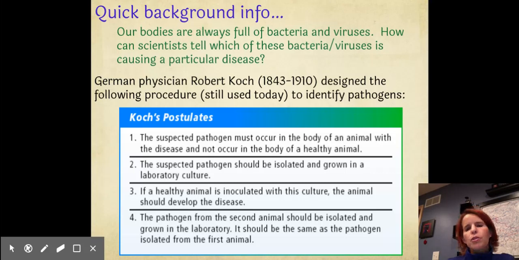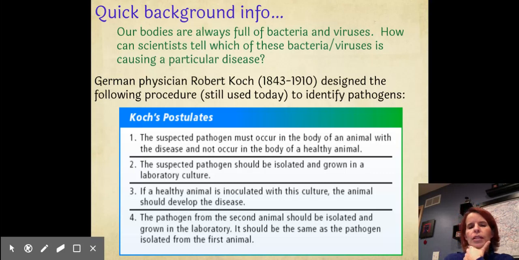There's a famous German physician named Robert Koch who designed the following procedure, and we still use that procedure today. Number one, the suspected pathogen has to occur in the body of an animal with the disease and not occur in the body of a healthy animal. The trick is actually being able to prove that it's in one body and not the other. That's difficult. Number two, the suspected pathogen should be isolated. That means that you take it and grow it in a tissue culture, in a laboratory culture. So basically grow it in a petri dish if you can.